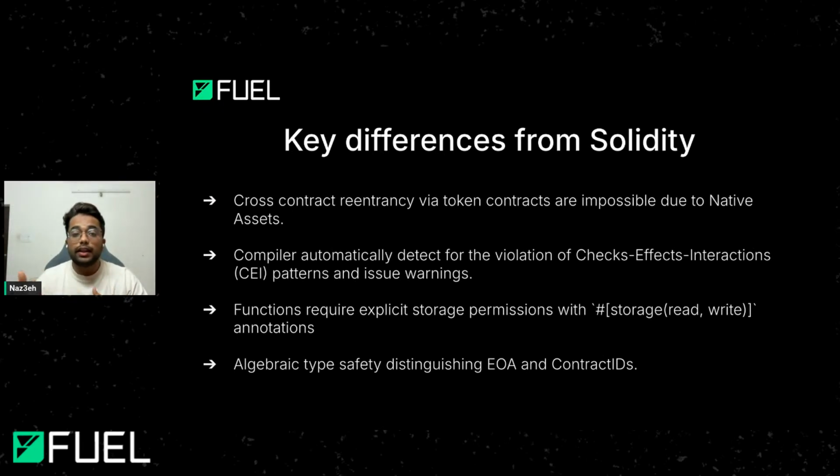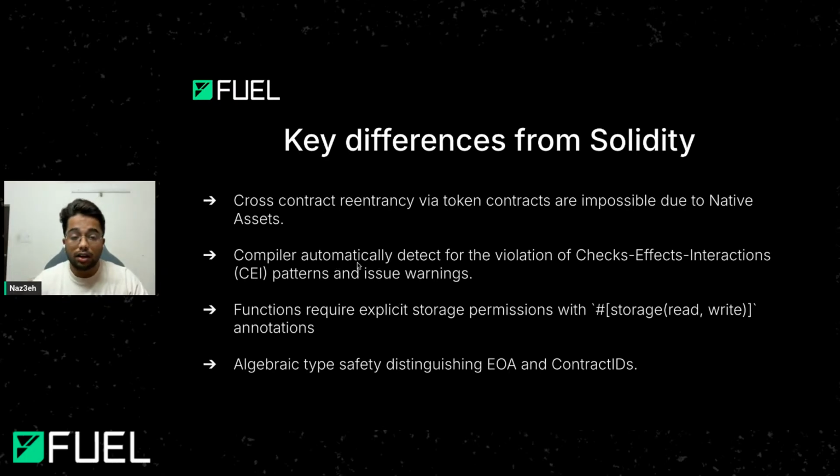Now, what are the key differences of Sway from Solidity? Firstly, cross-contract reentrancy via token contracts is impossible in Sway. Why? It is because of the use of native assets. In Solidity, you have a token contract to make the transfer of any asset, so there is a chance of reentrancy. But as Fuel uses native assets, it does not require a function call to transfer the asset. By that, you can avoid the chance of cross-contract reentrancy via token contracts.